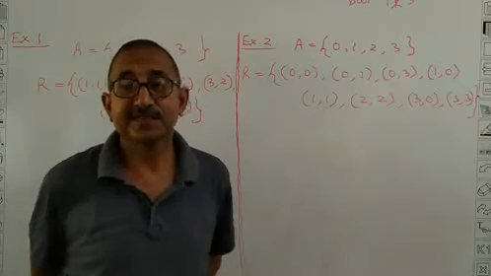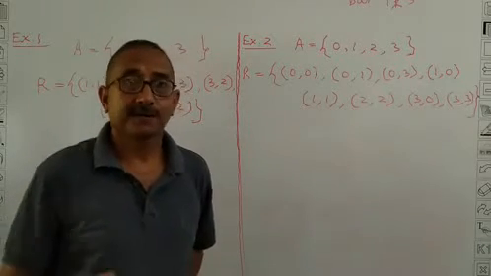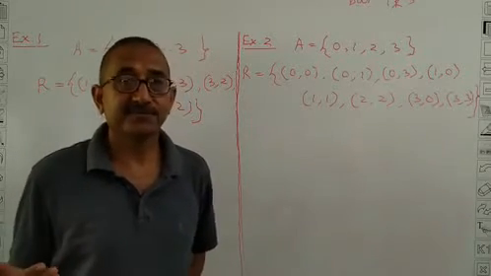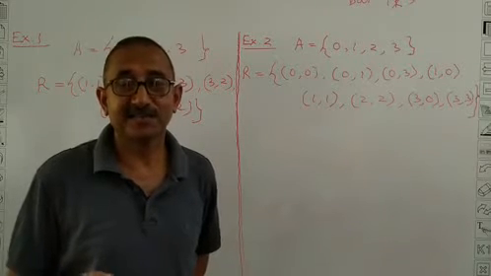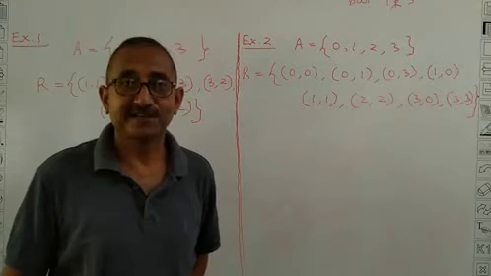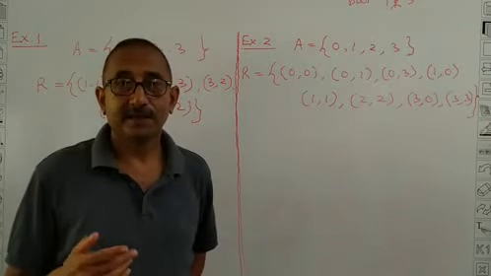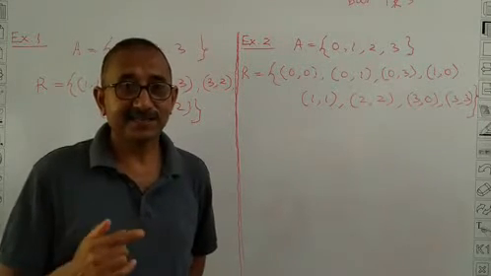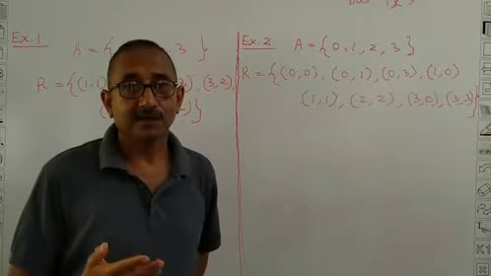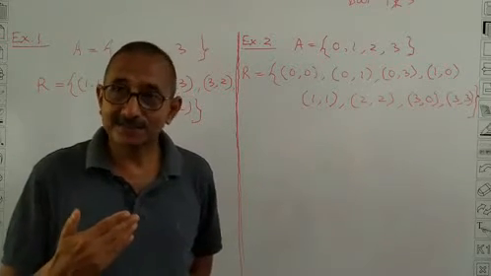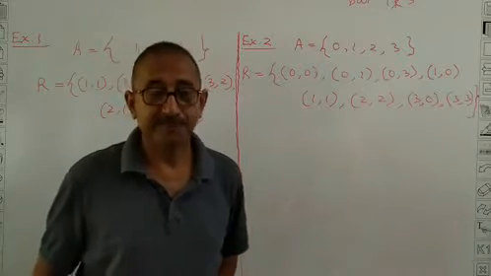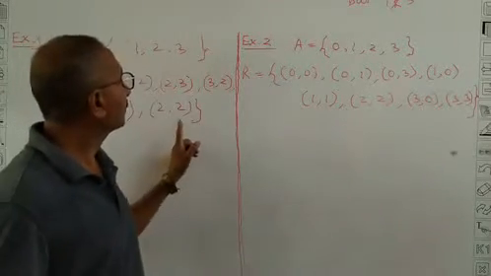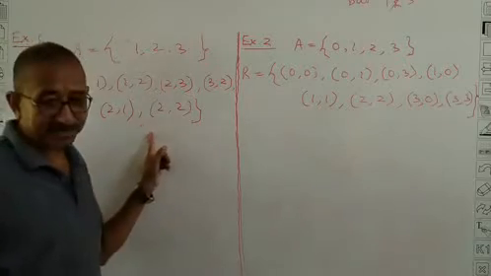In the previous session we have learned about different types of relation, that is reflexive relation, symmetric relation, and transitive relation. Let us take two examples to learn these three types of relation in a more concrete way. I have taken two examples. Let us see the first example here.